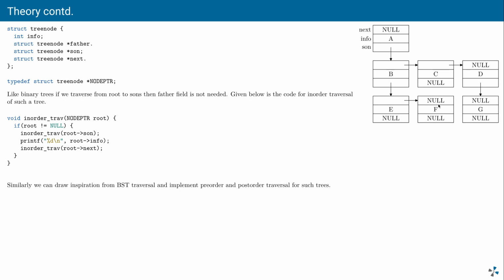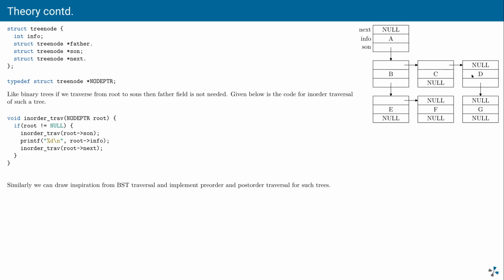F does not have any son. It's null. So its info will be printed and next is also null. So it will come back to E and then it will go back to B. So B will be printed and then it will go to C. C does not have a son. So C will be printed and then it will move on to D.